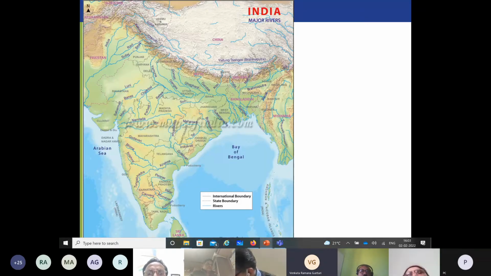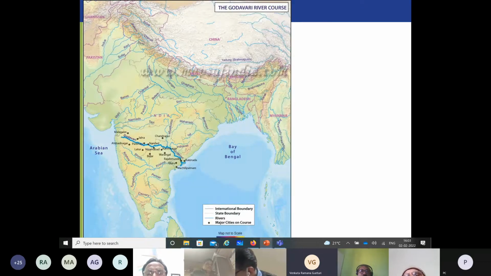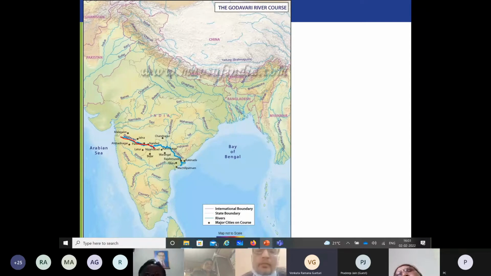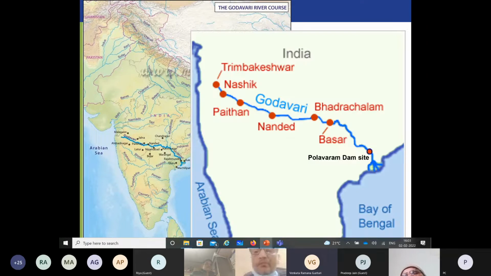Just giving you the introduction: this river, the Godavari River, from Nasik, goes and merges in Kakinada. The dam site is close to the Bay of Bengal. It is about 60 kilometers away.